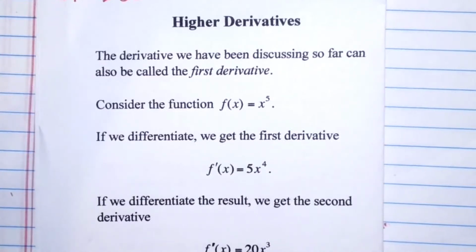In this video, we discuss the concept of higher order derivatives. The derivative we've been discussing so far is also known as the first derivative. So for instance, if f of x equals x to the fifth, we can differentiate and we get that the first derivative f prime of x is 5x to the fourth. Well, we don't have to stop there. We can differentiate again.